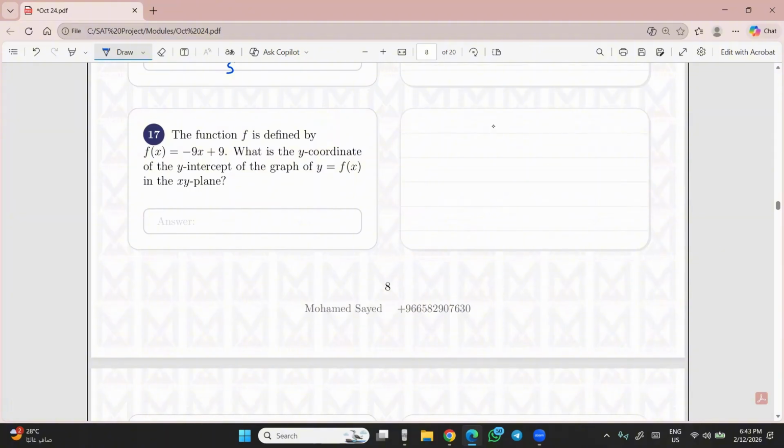Question number 17, the function f is defined by this. F of x is equal to -9x plus 9. What is the y-coordinate of the y-intercept? So whenever you see this, y is equal to mx plus b. B is the y-intercept. So this is written the same way. Y is equal to mx plus b. So b here is 9. So the y-intercept is always 0 and 9 in this question.